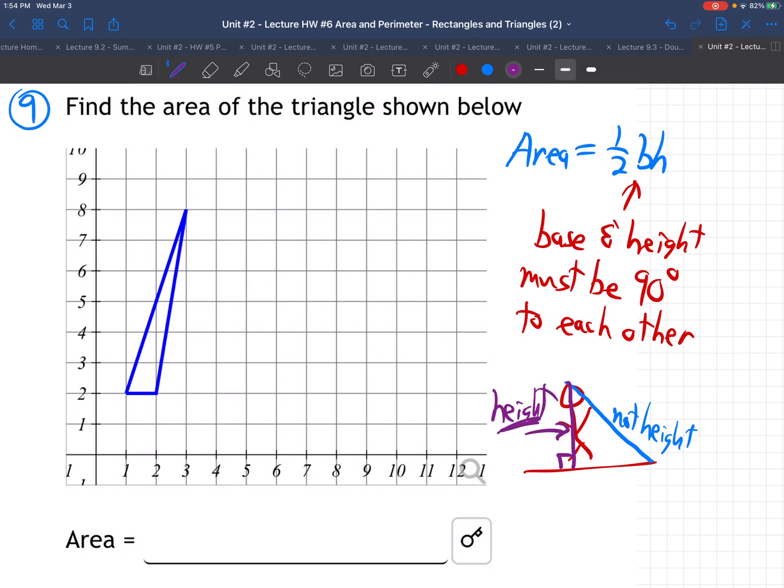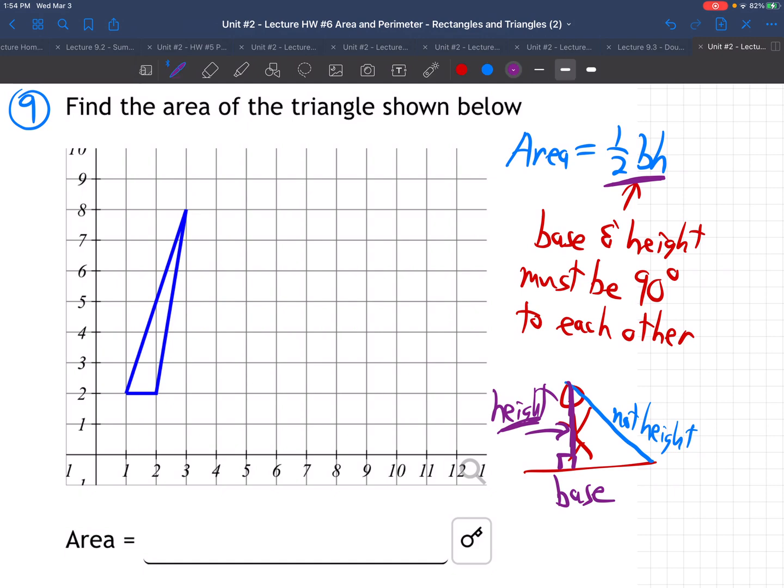When we talk about the height of something, we mean straight down to the ground, straight down to the base. See how height and base must meet at 90 degrees? So when you get any formula that talks about base and height, like the area of a triangle or the area of a parallelogram, you got to remember base and height must be at 90 degrees to each other. Height means straight down to the ground, not at an angle. It's straight down to the ground, 90 degrees to the base. That's what height means.